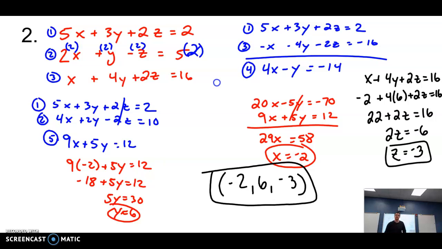This could be really frustrating, okay? Someone could have looked at that problem and said, I'm not getting rid of z, I'm going to get rid of y first. And you'd end up with the same answer, it's just the process is going to be completely different.